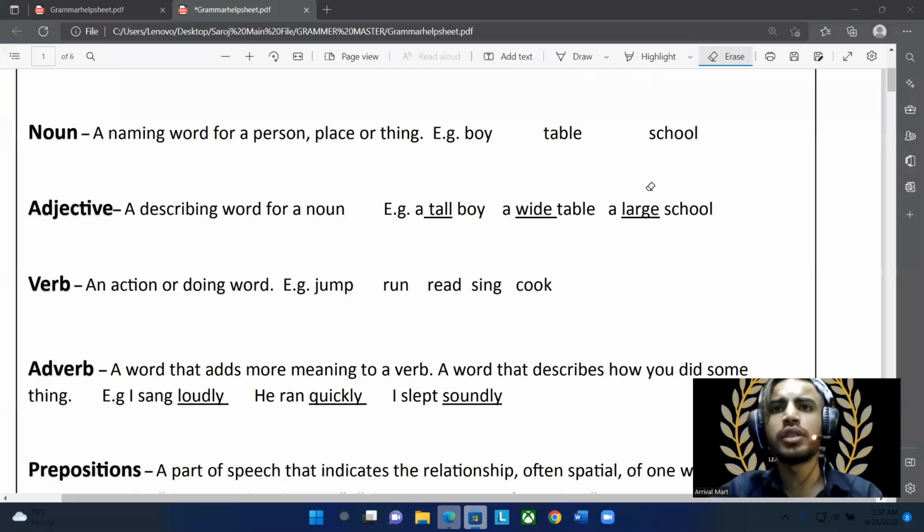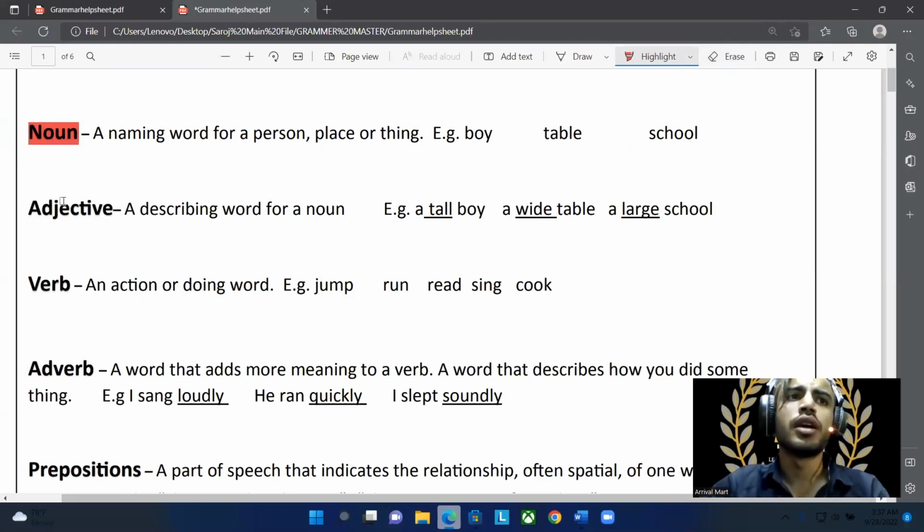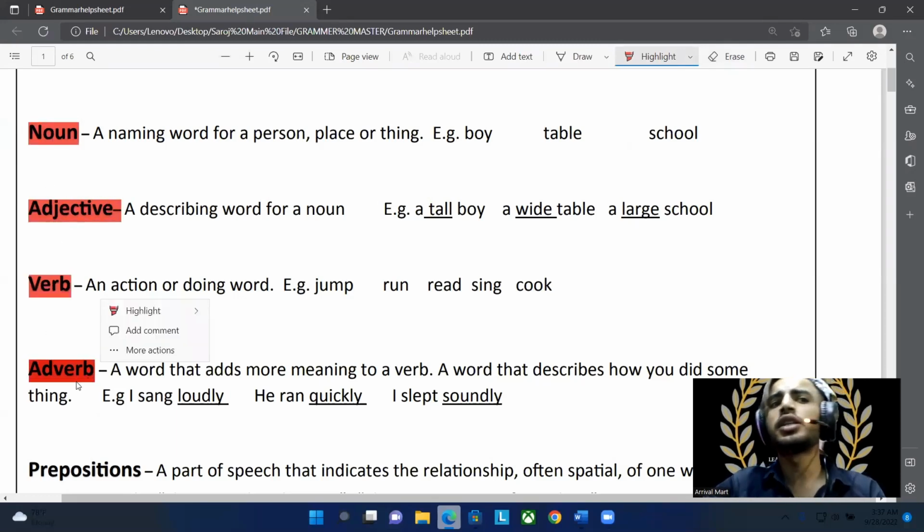At first, you need to understand these four things. What are those four things? Those are noun, adjective, verb, and adverb. If you identify and understand these, it will be a lot easier for you to get full marks in your exam. Now let's see what a noun is. A noun is just a word which refers to something.